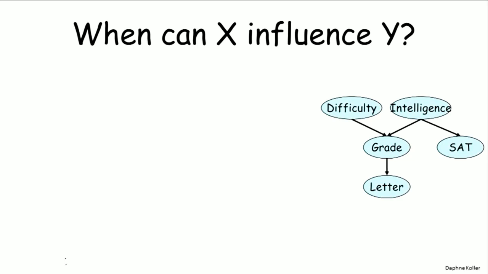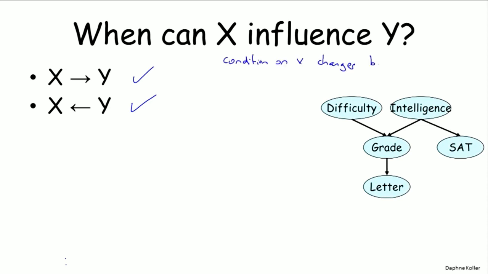Let's look at a few simple cases. First, if x and y are connected, say x is the parent of y, then it's pretty clear-cut that x can influence y. If y is a child of x, we already talked about evidential reasoning. In this case, x can influence y in the sense that observing x can change my probability distribution of y. That's what I mean by influence. Influence means beliefs in y.